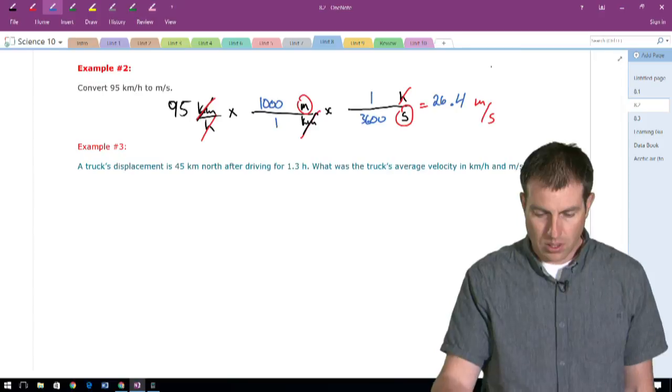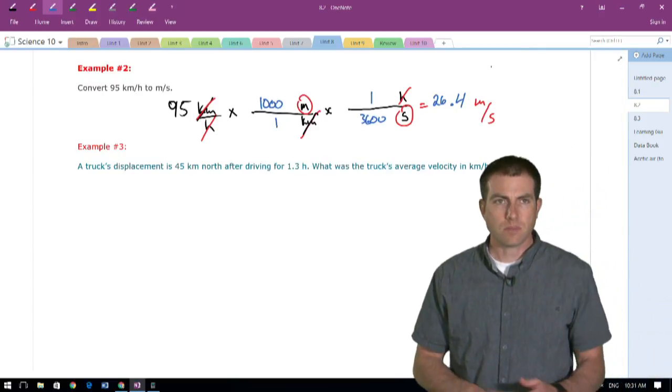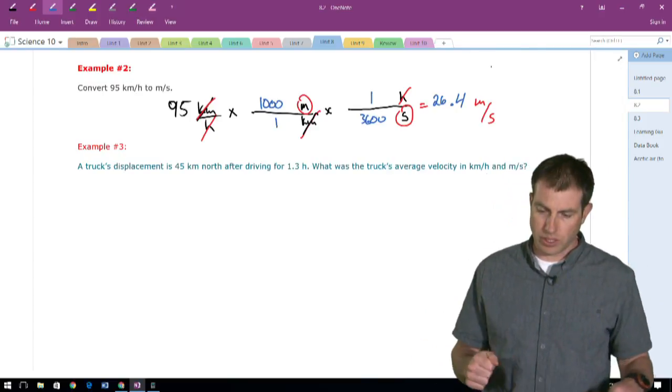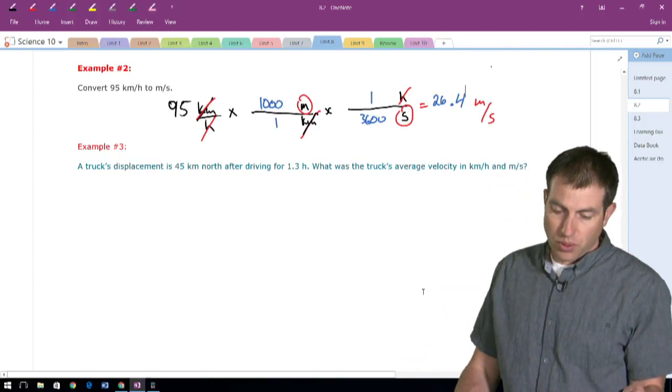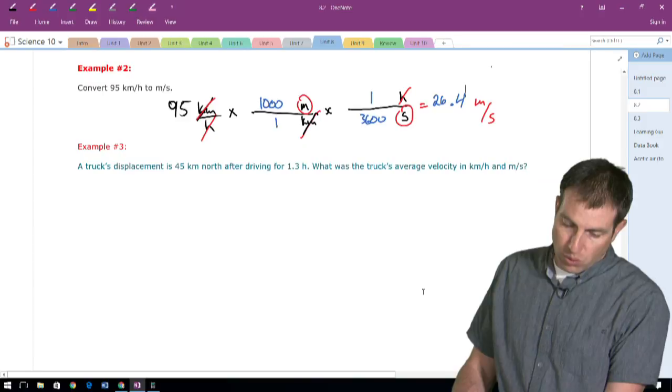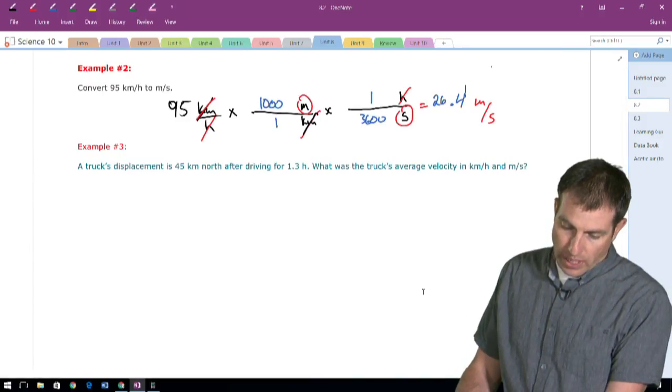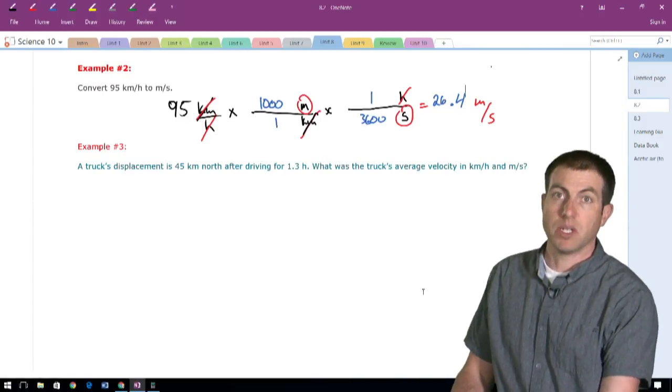Yeah, I'll do this one with you, and then we'll look at the learning guide. We'll take a bit of a break. A truck's displacement is 45 kilometers north. After driving for 1.3 hours, what was the truck's average velocity in kilometers per hour and meters per second?